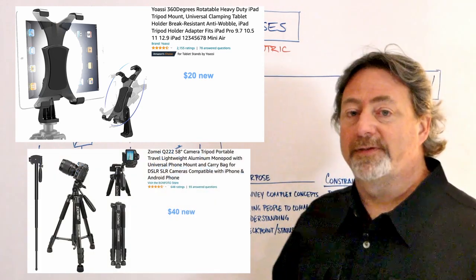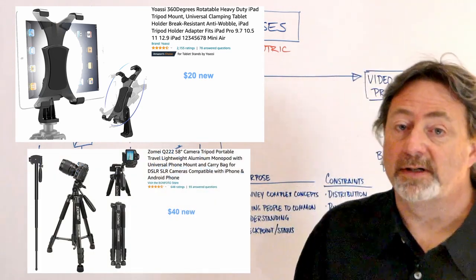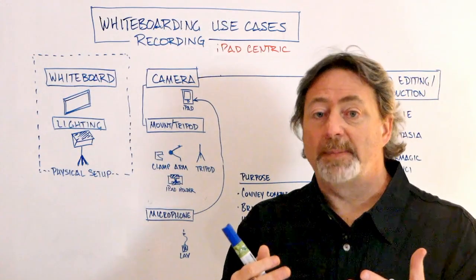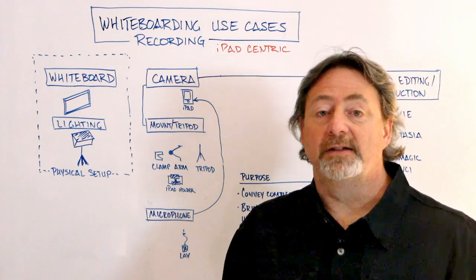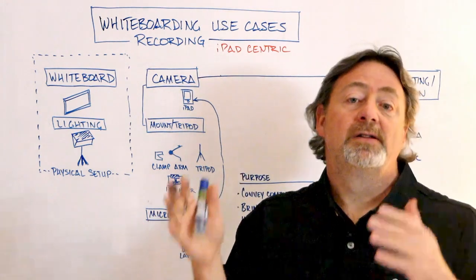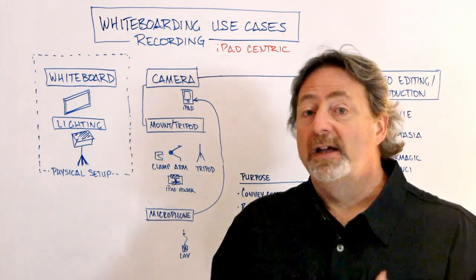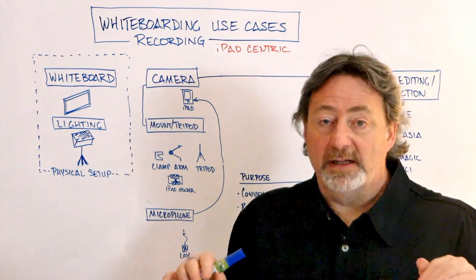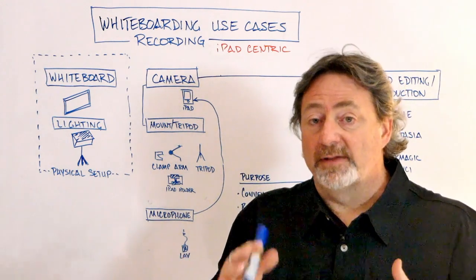Then you need a microphone. Now, there's two options here. You could use the iPad microphone. Now, if you're close enough to the iPad, that's going to be effective. But any kind of distance, you're going to get a little bit of echo. It's going to be a little bit quieter. You're going to have to increase the volume, and what you're going to get is a background hiss when you do that increase of the volume.